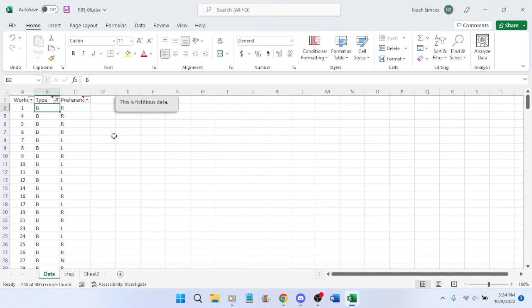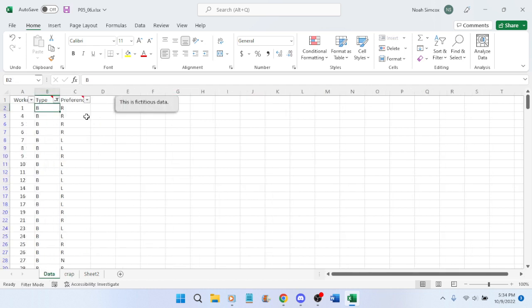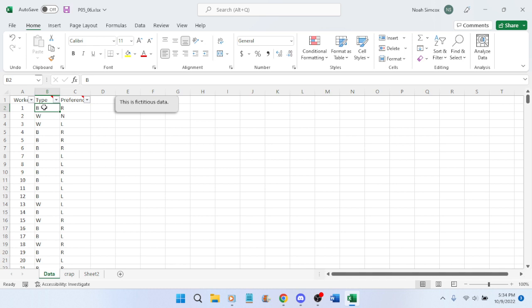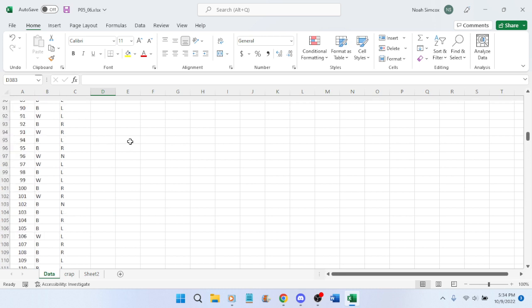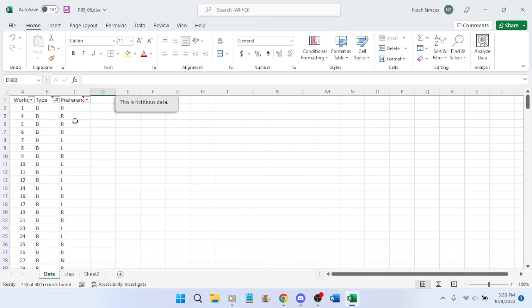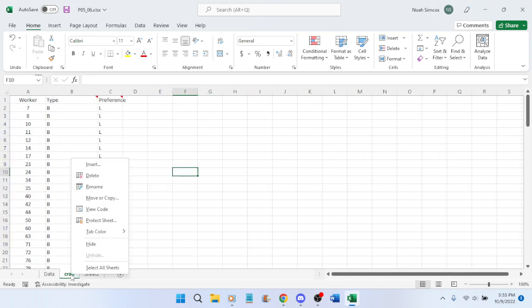Maybe we don't even need to copy and paste, because watch this. Right now we have select all. There's a total of 400, obviously. But if we select only the blue collar workers and then select all again, it has 250. See, so we don't even need to copy and paste it into another tab. So we get 250 there. This means this crap is completely useless.